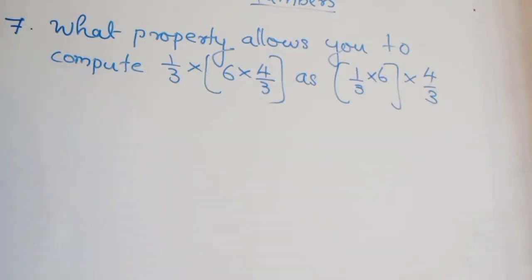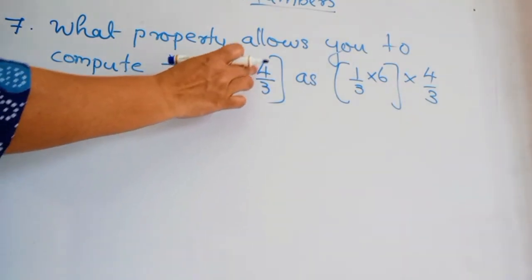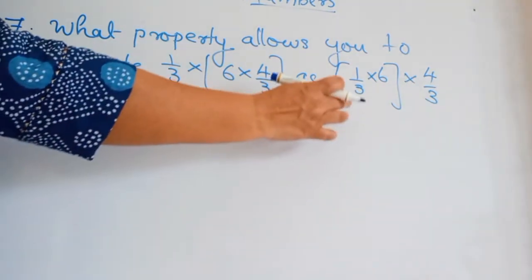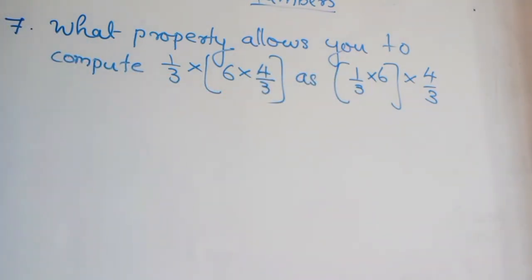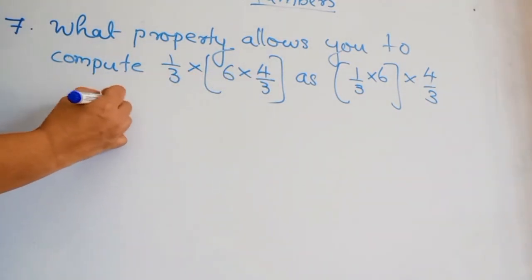Now Exercise 1.1, rational numbers, question number 7. What property allows you to compute 1 by 3 into 6 into 4 by 3 as 1 by 3 into 6 into 4 by 3? You can see that in the first case, the grouping is with 6 into 4 by 3, and in the second case, the grouping is with 1 by 3 into 6. So here it's very clear. The property is associative.